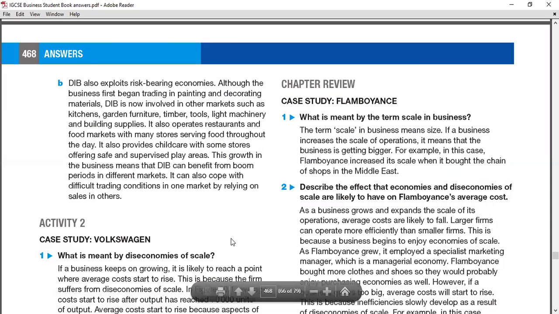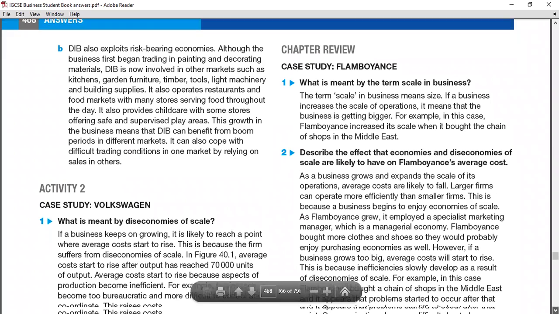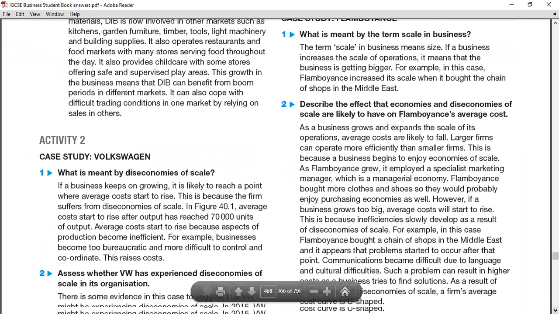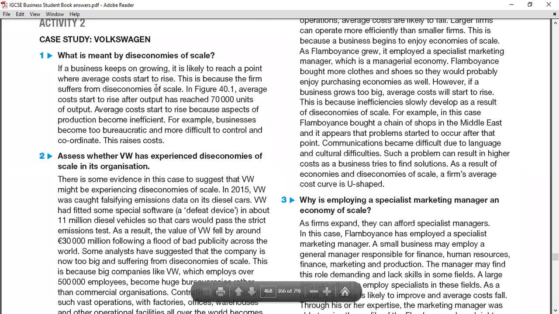You can see the answer. What is meant by diseconomies of scale, right? Question number 1, they're saying if a business keeps on growing, it is likely to reach a point where the average cost starts to rise. This is because the firm suffers from diseconomies of scale. In figure 40.1, this is how you can use a numerical value, you can even reference the figures. Average cost starts to rise after output has reached 70,000 units of output. Average cost starts to rise because aspects of the production become inefficient. For example, the business becomes bureaucratic and more difficult to control and coordinate. So this raises the cost. These are the main 2 reasons they have given: the bureaucracy and the difficulty of controlling, right?